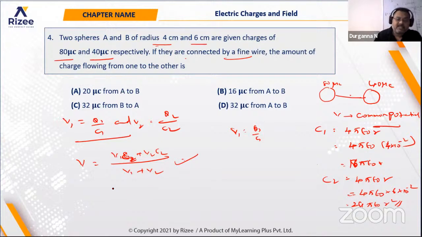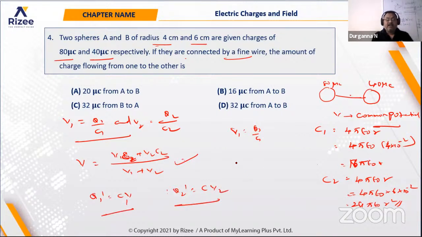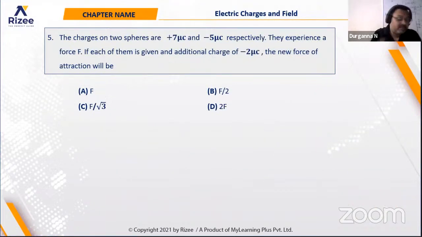Now for the charge flowing, you have to find Q1 dash is equal to C1 into V and Q2 dash is equal to C2 into V. After finding the final charge on the first one and second one, you can find how much charge has flown, that is delta Q is equal to Q1 dash minus Q1. Like this, you have to find the net charge, whatever the charge that has been displaced.